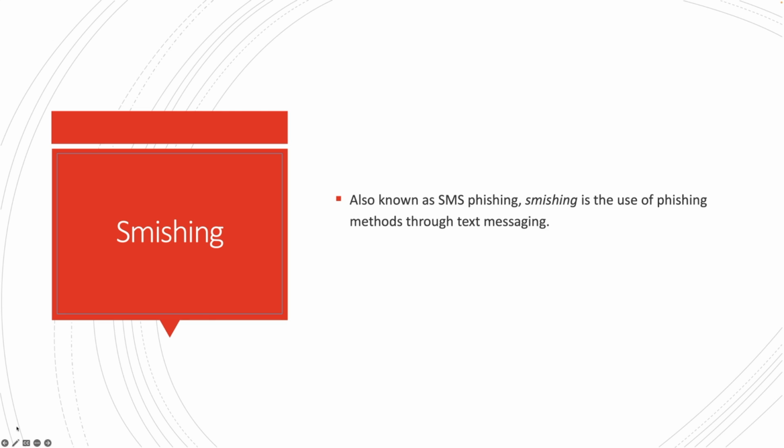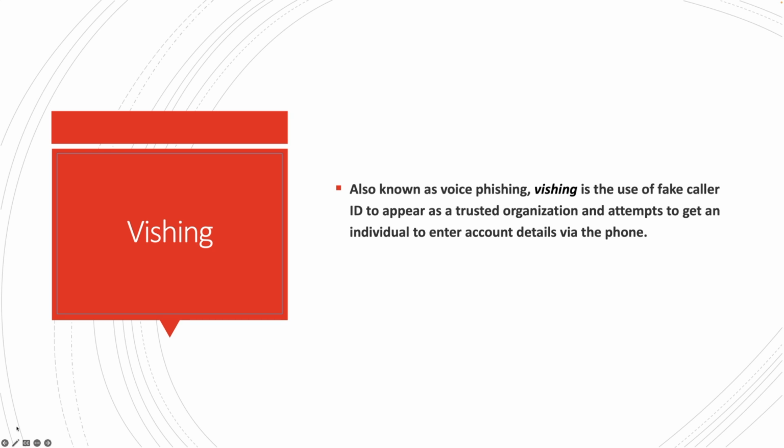Smishing. Smishing is also known as SMS phishing. Smishing is the use of phishing methods through text messaging. Vishing, also known as voice phishing. Vishing is the use of fake caller ID to appear as a trusted organization in an attempt to get an individual to enter account details via the phone.